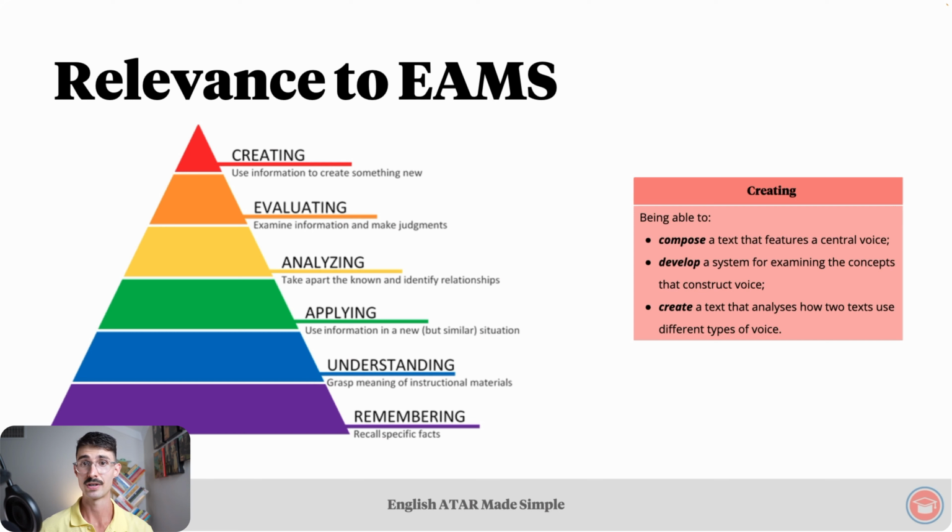Next, if you're creating something about voice, you might create a text that analyzes how 2 texts use different types of voice. Let's say I write an essay about how 2 texts use 2 different types of voice, and then you come along and create a text that analyzes my text. You can see how this is the most complex level of the pyramid.